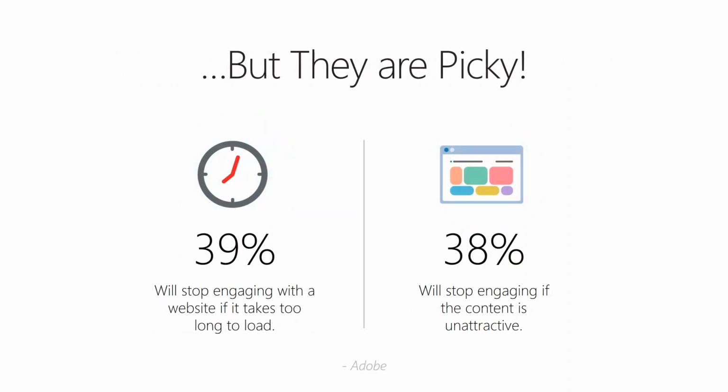But we can't be too hasty. Our online guests are picky. Adobe recently did a study about content engagement, and I pulled out 2 really important metrics from that study. The first is that 39% of people said they would stop engaging with a website if it took too long to load. 38% of people said they would stop engaging with a website if the content was unattractive in color or function. So that's nearly 40% of people in 2 different categories that might leave our site because it takes too long to load or because it isn't pretty. That means we are responsible for trying to make that experience better.